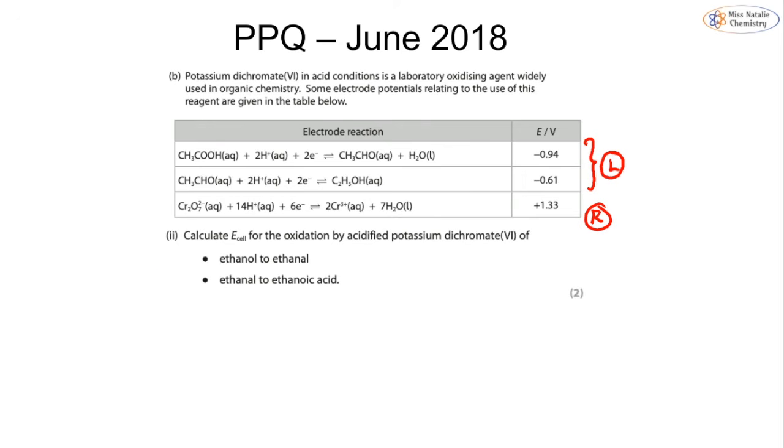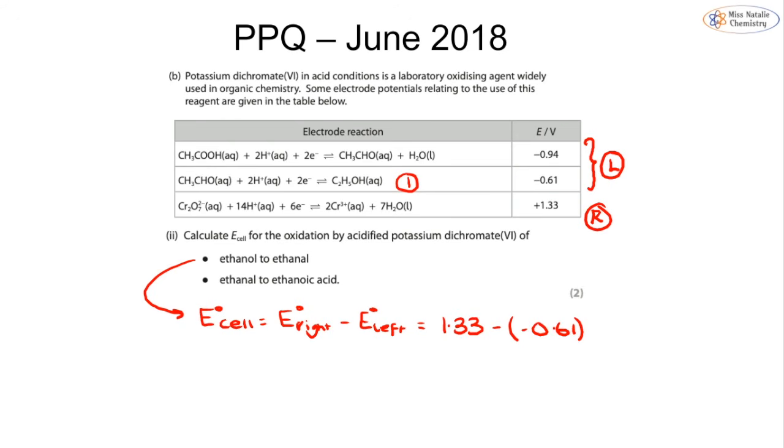So if we take the first one, we calculate E cell by doing the right minus the left. And so right is 1.33 and we minus, and the first one is ethanol to ethanal, which is this one. So we do minus 0.61, which in other words, we add them together and we get plus 1.94 volts.